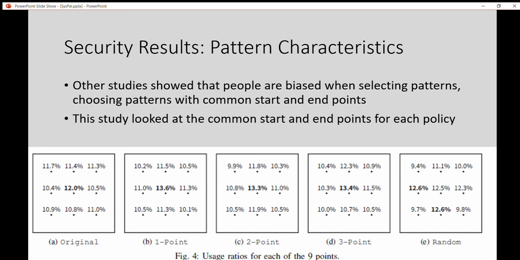So here we can look at, this is showing the usage ratio for each of the 9 points across different policies. So we can see that in all of the first 4 policies, original 1, 2, and 3-point, there is a bias for using this center point, or the 5 on the grid. Whereas in random, that bias goes away a little bit, and it's a little more spread out across the board.